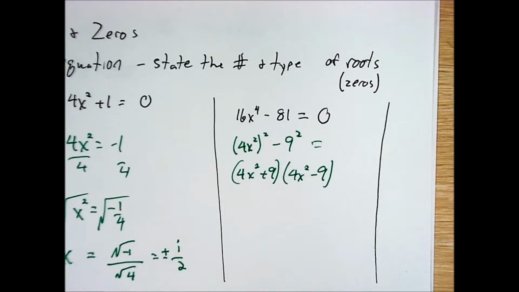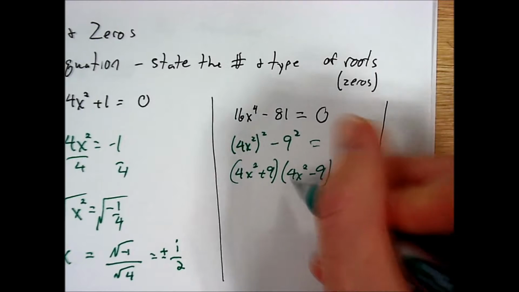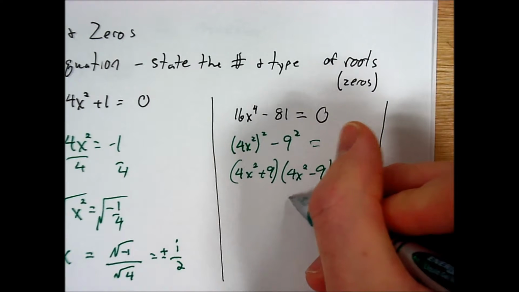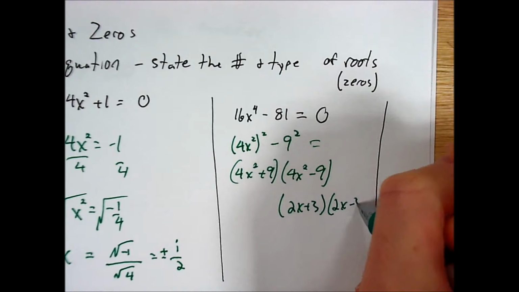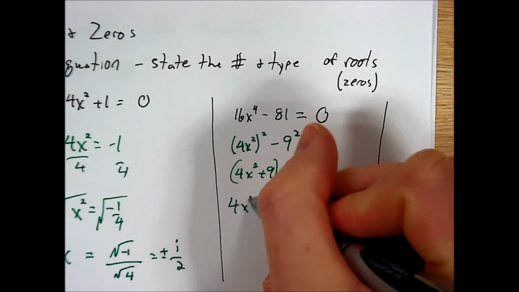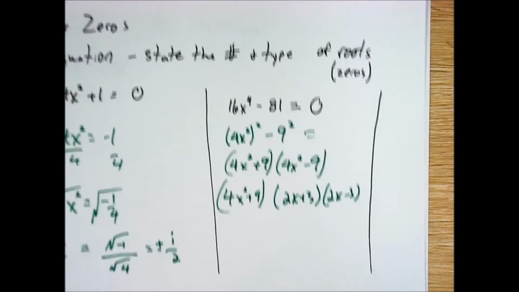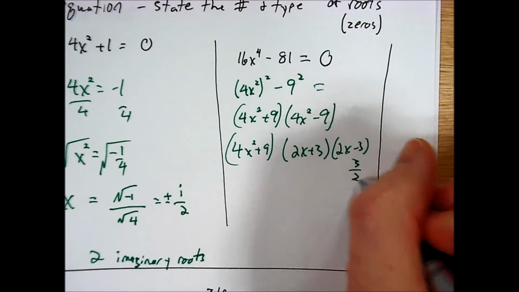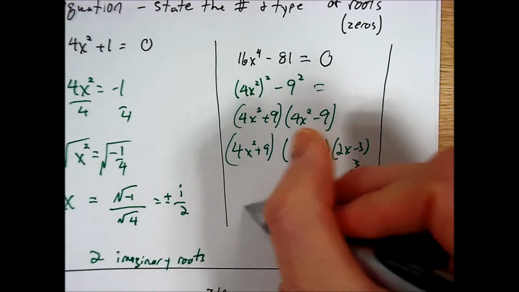Again, we have another difference of squares right here. This is 2x squared and 3 squared. So this one's going to break down into 2x plus 3 and 2x minus 3. So what makes this one equal 0? Positive 3 over 2, negative 3 over 2, and this one we have to do a little work on.